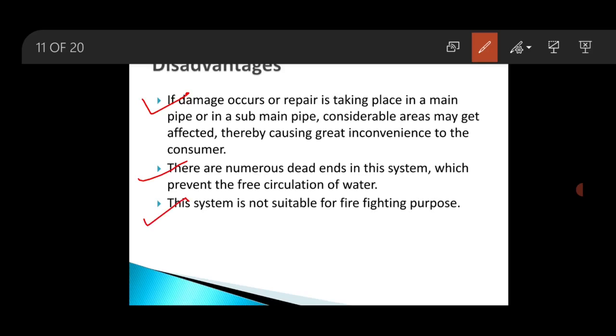Third one is, in this system, the discharge is reaching a point from only one direction. So, the supplies during firefighting cannot be increased by diverting any other supplies from any other side. So, this is not suitable for firefighting purpose.